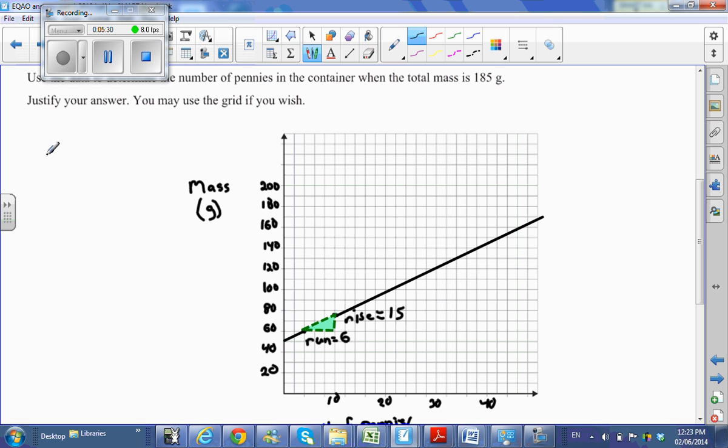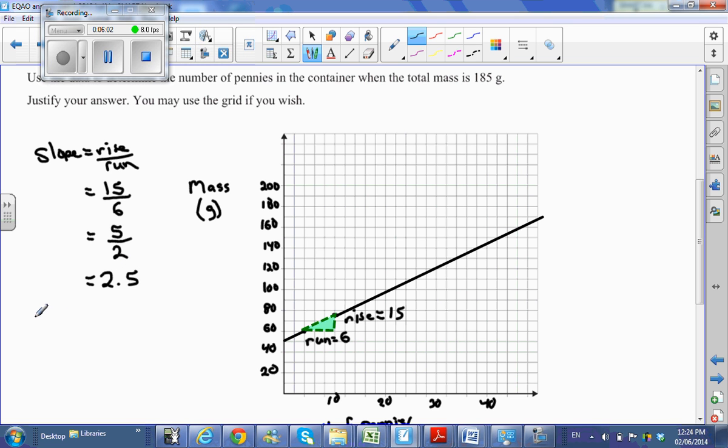Okay, so slope equals rise over run, which equals 15 over 6. Reducing, dividing both by 3, we get 5 over 2. And I'm actually going to call it 2.5. I usually don't want to convert my fractions to a decimal, but in this case it's not a repeating decimal, so it's not too bad.